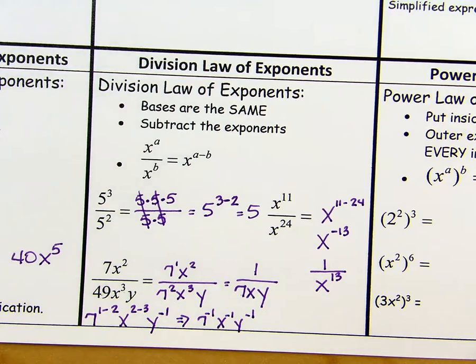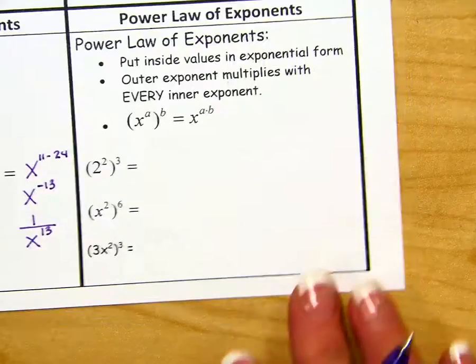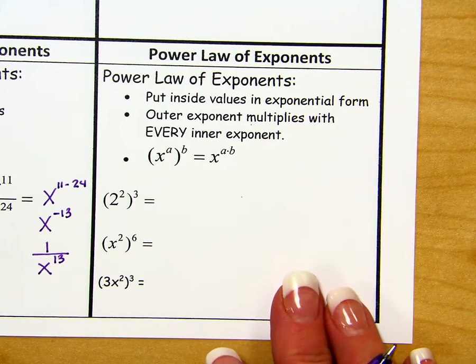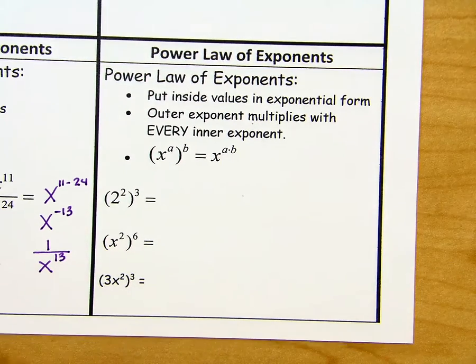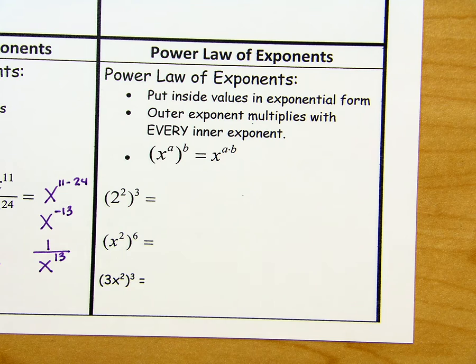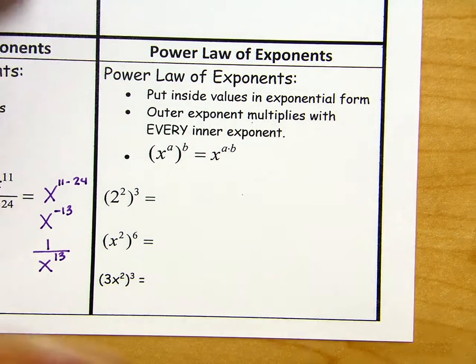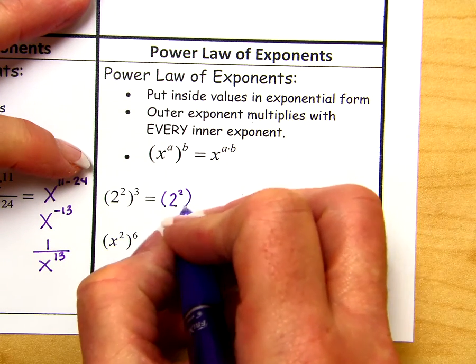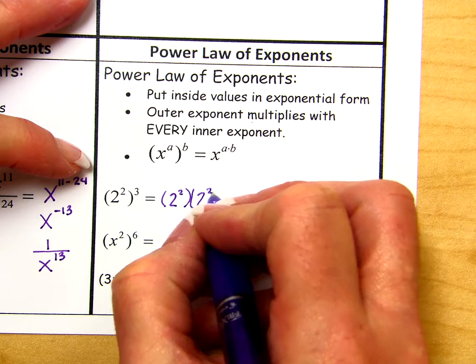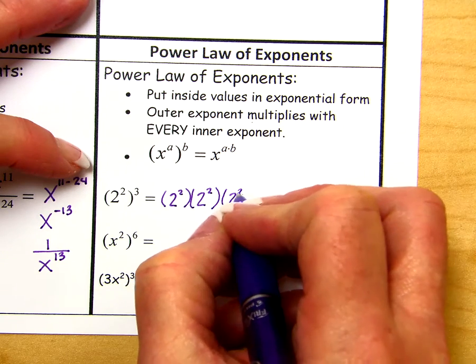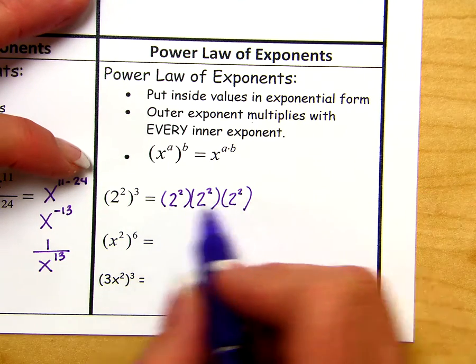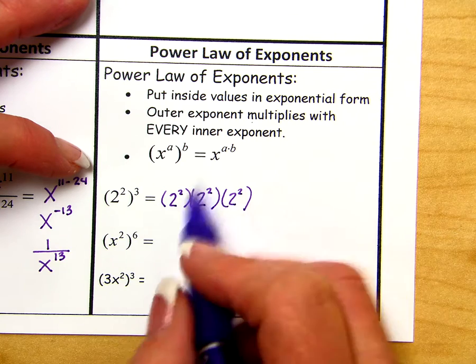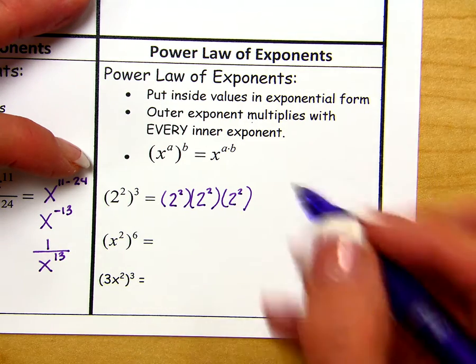So the power law of exponents will be our next law that we look at. This is when we are raising a power to a power. In this case, that means that we're going to multiply. Well, why is it that we multiply? Because what this really says is 2 to the 2nd power times 2 to the 2nd power times 2 to the 2nd power. And if you're multiplying like bases, you add their exponents. 2 plus 2 plus 2 is 6.